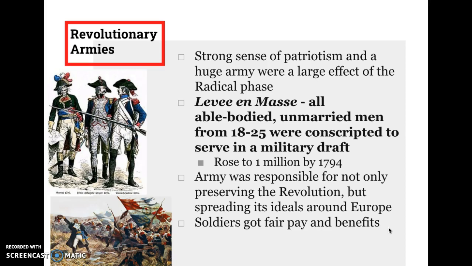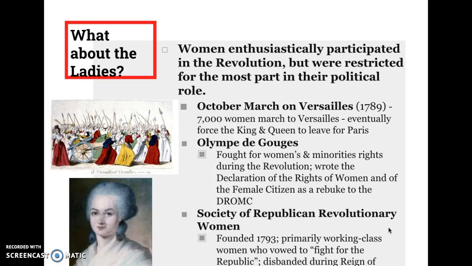All right, the other thing that we gotta know, the army is actually kind of seen as the success out of this time frame of the radical phase. The levée en masse, which is basically the military draft of France, rose the army by 1 million by 1794. And we kind of see the army is responsible for preserving the revolution and spreading its ideals around Europe.